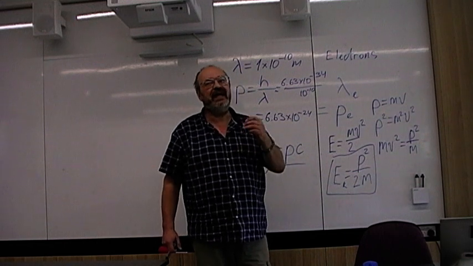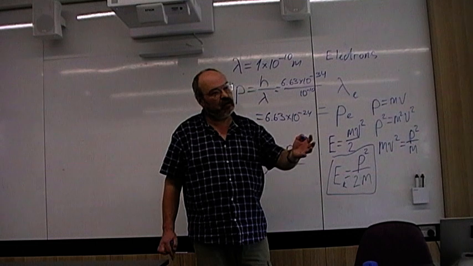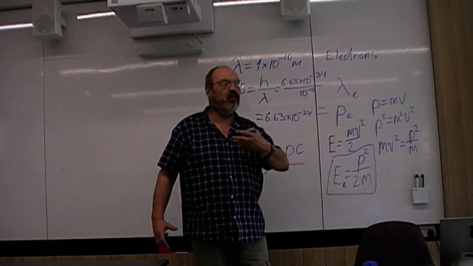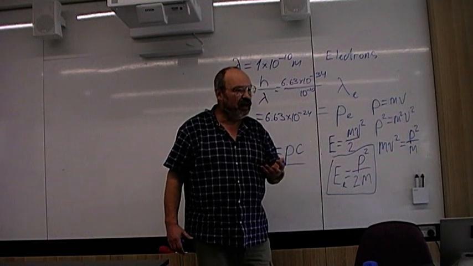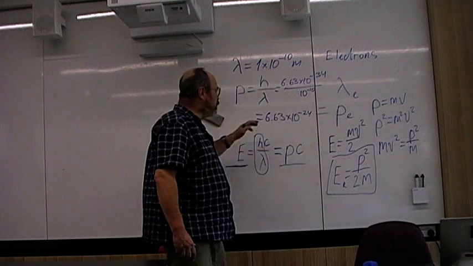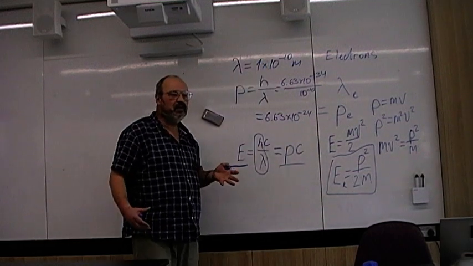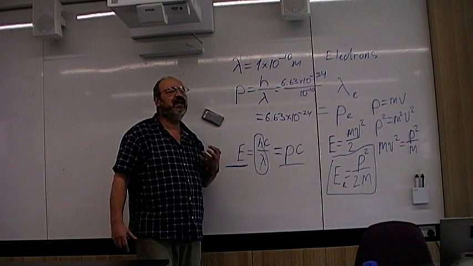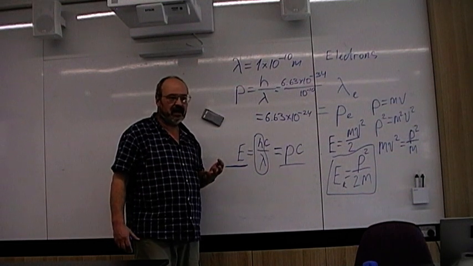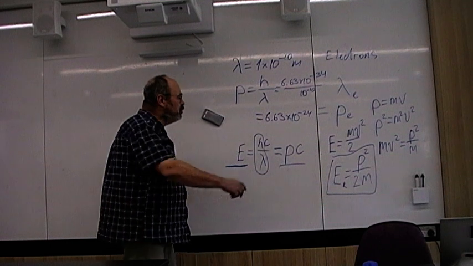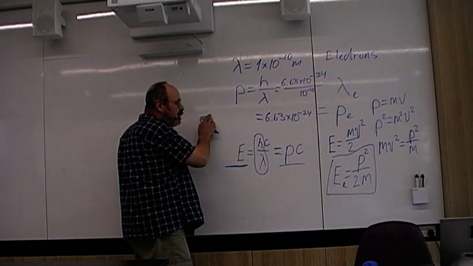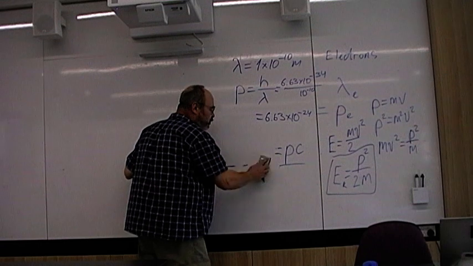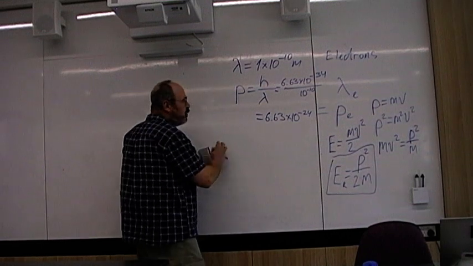No, we can use both electron volts and joules. Electron volts is just much more convenient. But we cannot use electron volts here because if you find the dimensions of electron volts, it will not be kilogram meters per second. So let's find the energy of this photon.